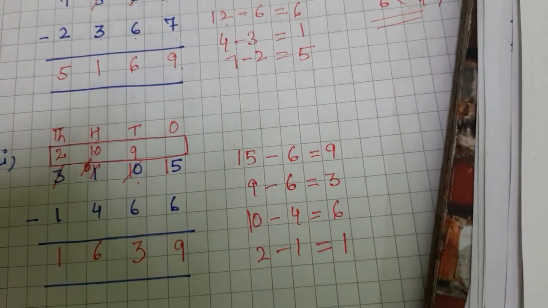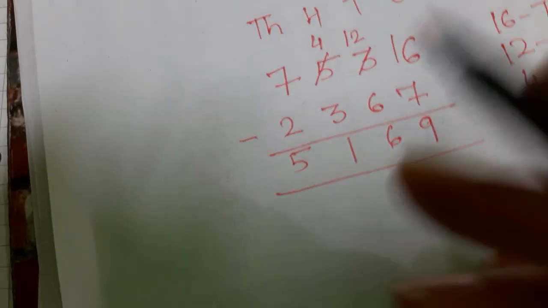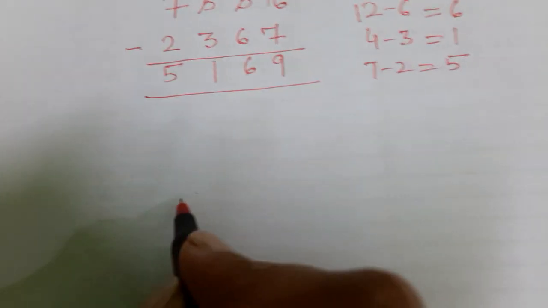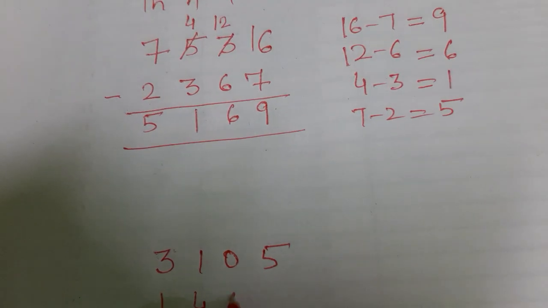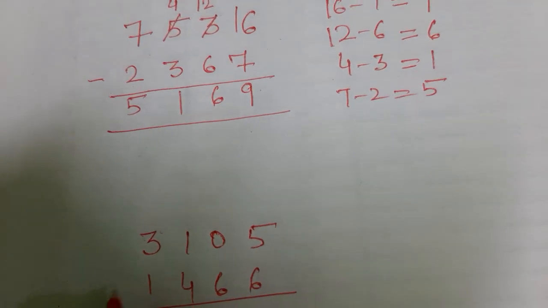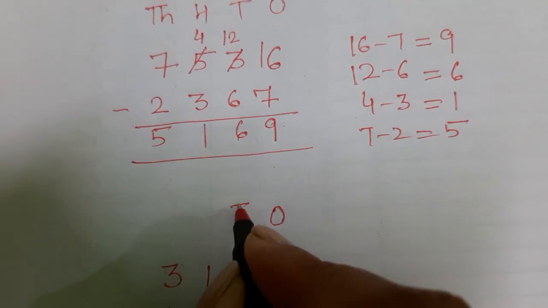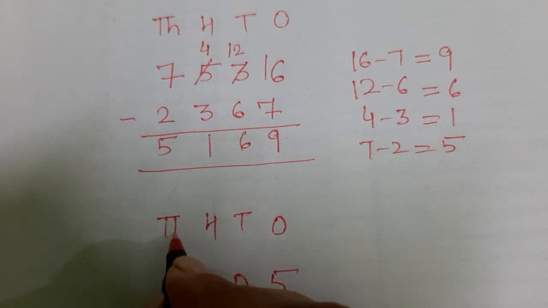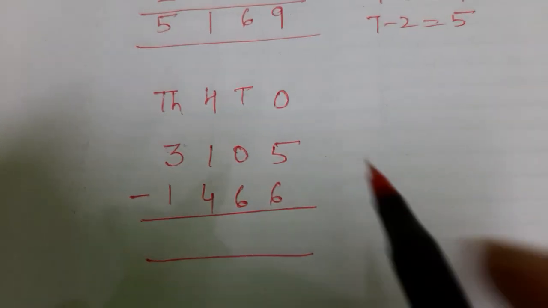Third example is, students, let us also do it separately. Firstly, write down the greater number at the top and then the smaller number. And the greater number is 3105, and the smaller number is 1466. Now subtract it. Again, write down the place values also: ones, tens, hundreds, thousands, right? So for doing this, sorry, I think now this is visible to you.